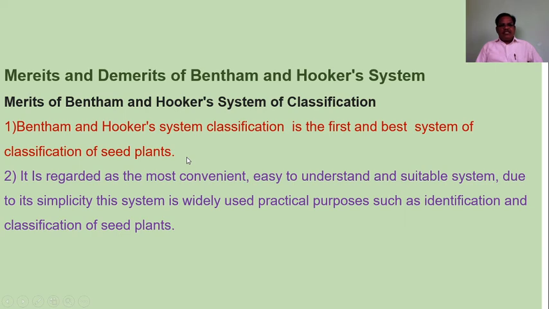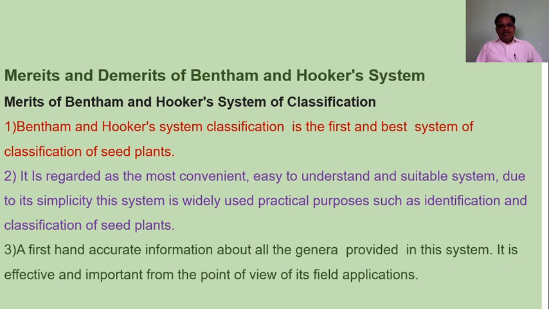It is regarded as the most convenient, easiest to understand and suitable system due to its simplicity, and hence throughout the world it is used for practical purposes, for identification, classification and nomenclature of the plants, because it is easy to understand. Maximum characters are taken under consideration. Very small characters are also considered in this system.